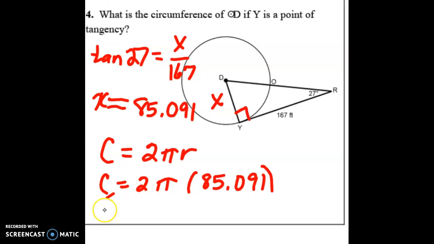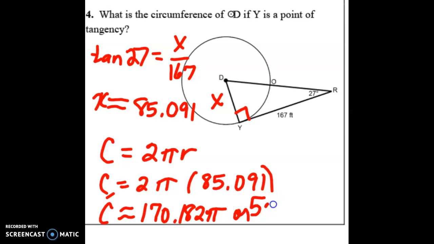and you could store this in your calculator if you were a good person, and that would be approximately 170.182 pi, or 534.641 feet. And you know what? I didn't store it. I was just using my notes from a previous year. So if you are a better person and stored it and got a little bit different answer, you're great.